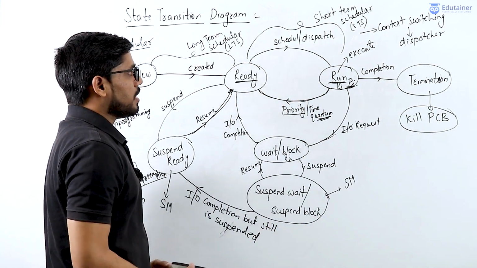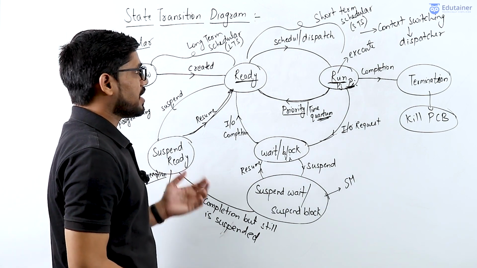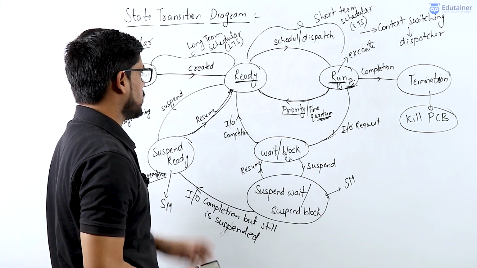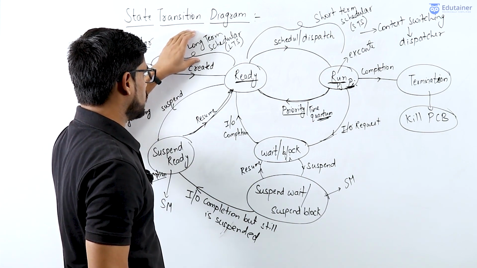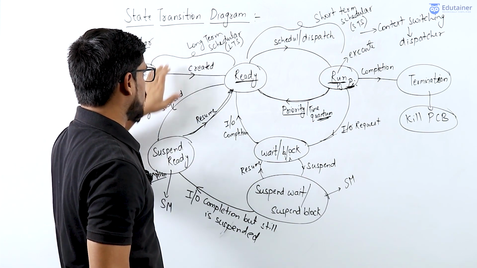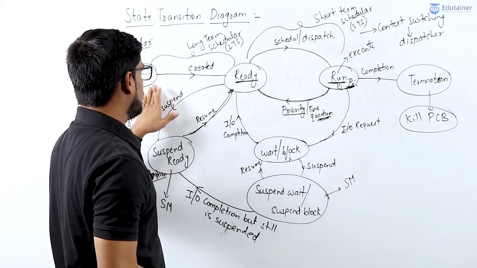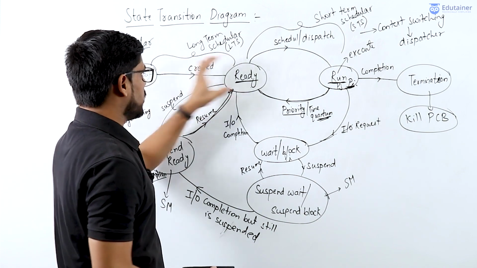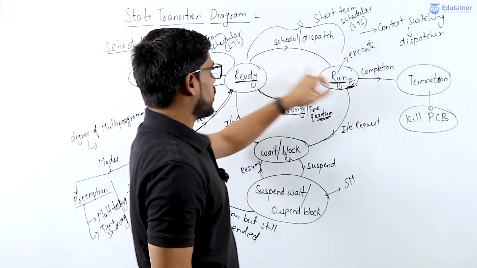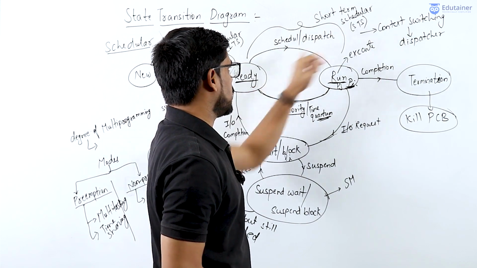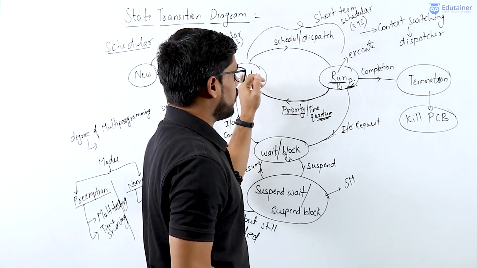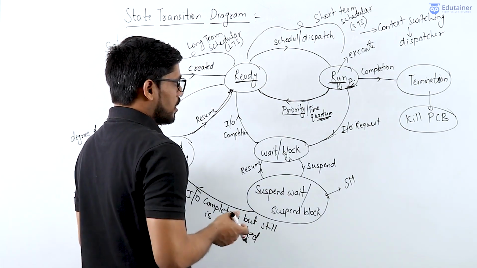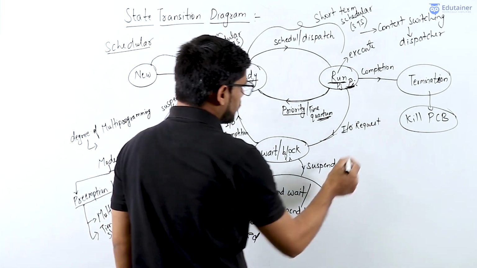Basically there are three types of scheduler available in the process state transition diagram. One is the long-term scheduler. The long-term scheduler decides the degree of multi-programming, meaning it decides how many processes will be moved from new to ready state. Then after ready to run state, the short-term scheduler decides which process will be moved from ready to run state or from run to ready state. And finally the last scheduler, which is the medium-term scheduler.